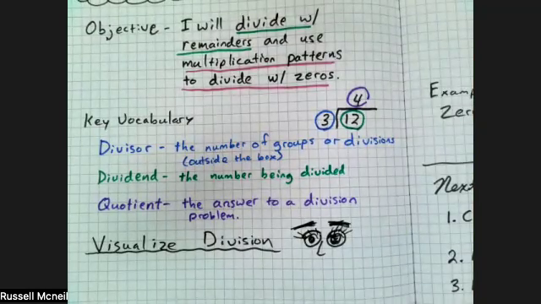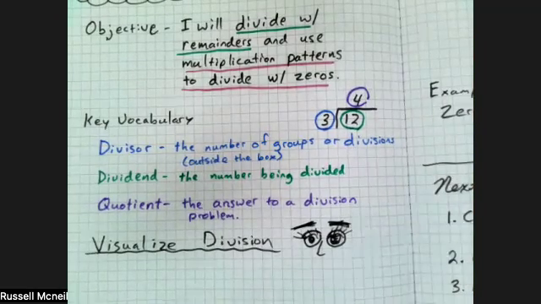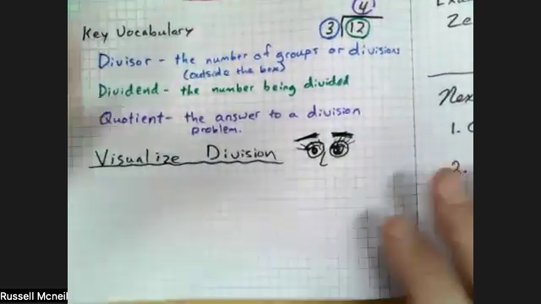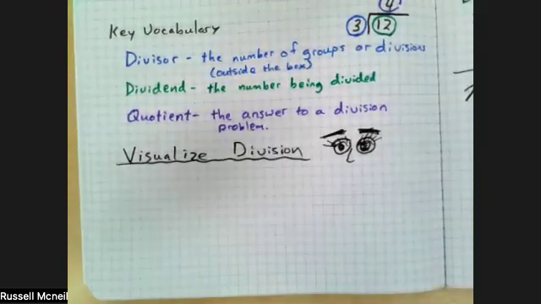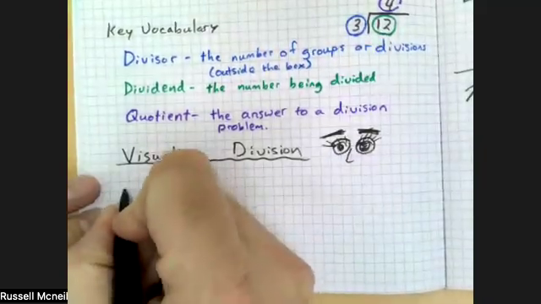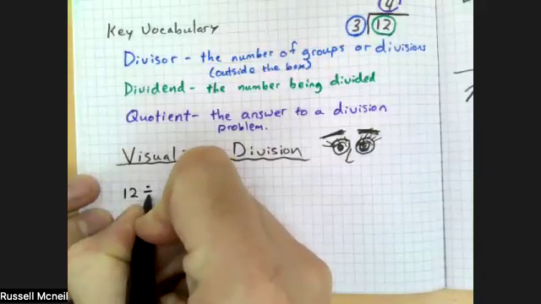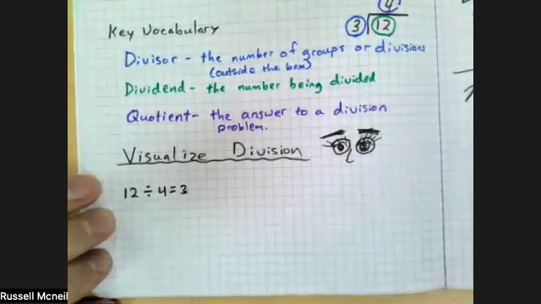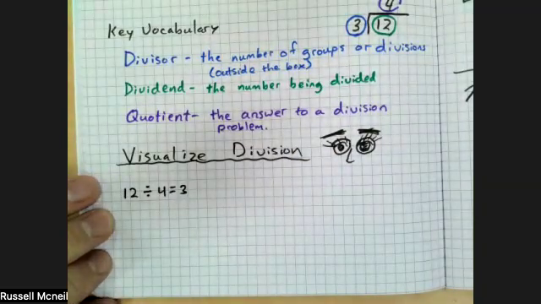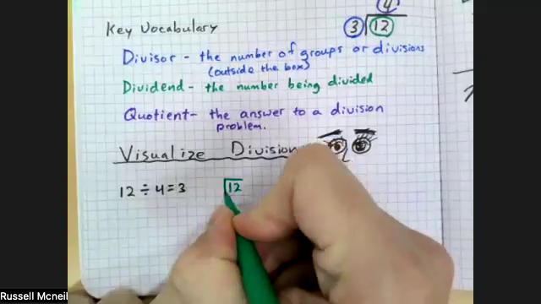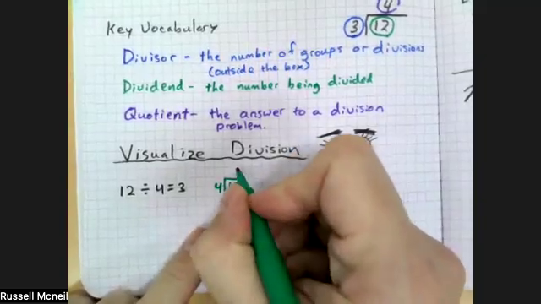Okay. Now, next up, once we have our vocabulary in, I want to think about visualizing division. I've got a little bit of space left at the bottom of this page that I'm going to use. We can see division in multiple ways, and we're going to stick with that real simple problem here. So we're going to say 12 divided by 4 equals 3. That's one way to see it. Another way to see this problem would be 12 on the inside divided by 4 equals 3.